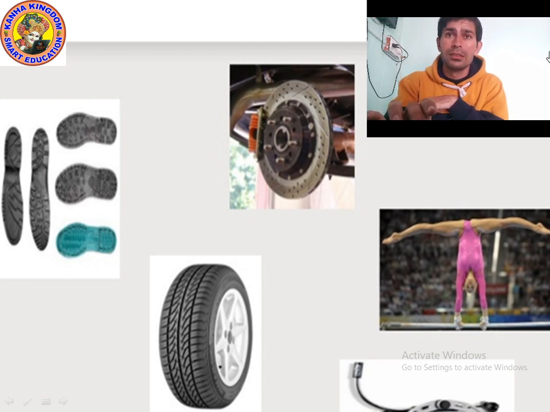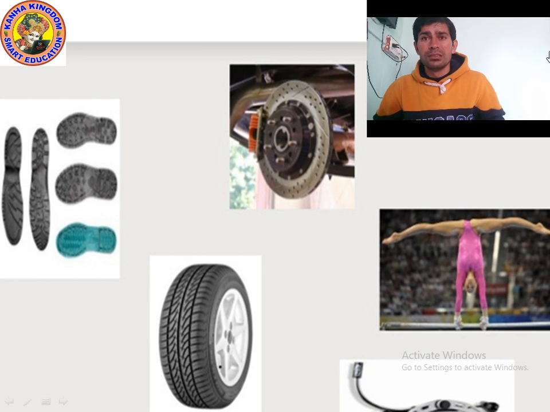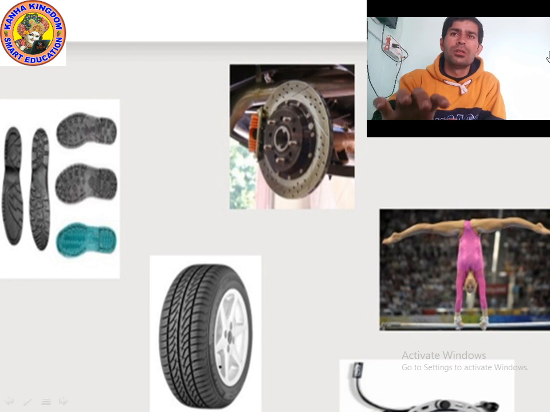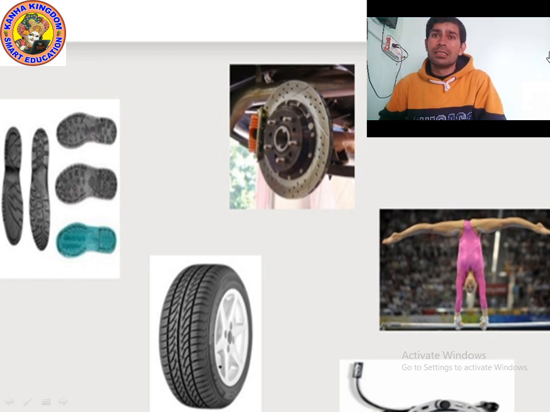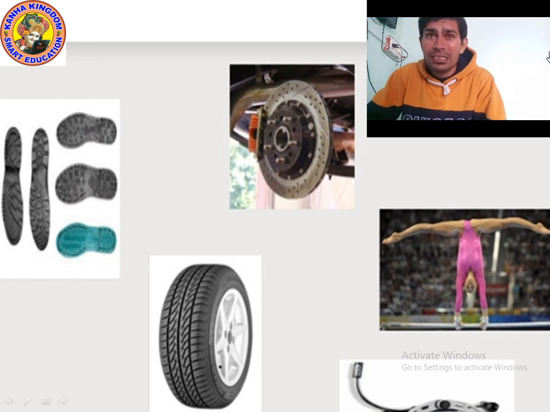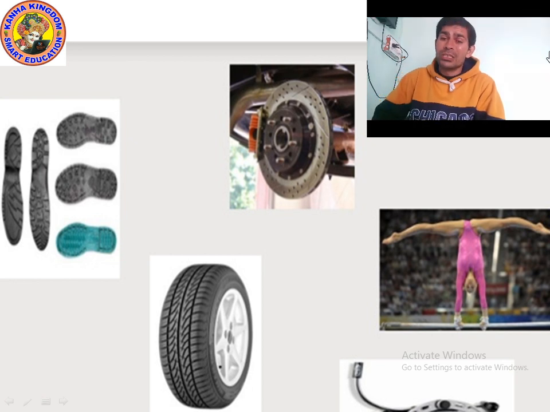So why do we make the surface of the tire rough? The simple answer is we make the surface of the tire rough to increase the friction. So remember, kids, friction can be increased by increasing the roughness of the surfaces which are in contact.